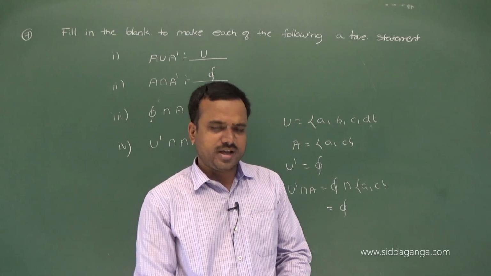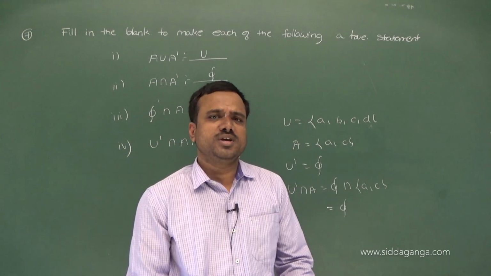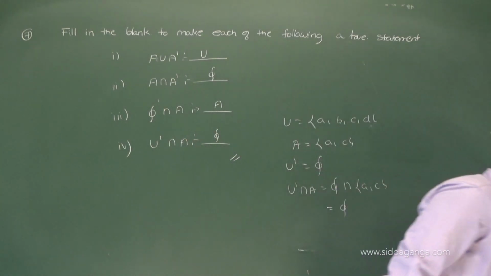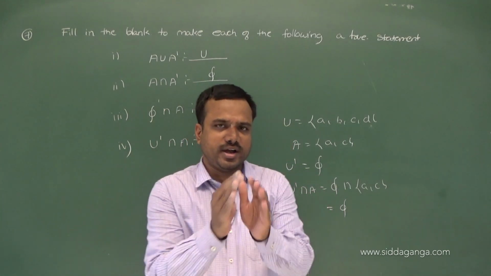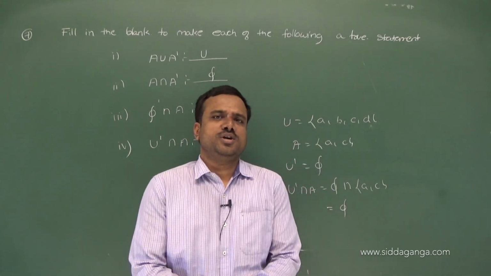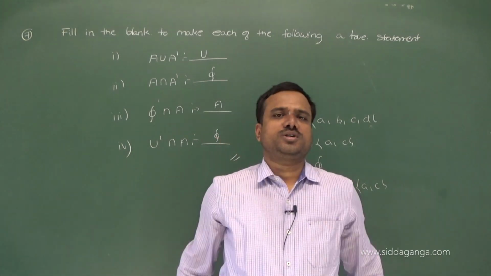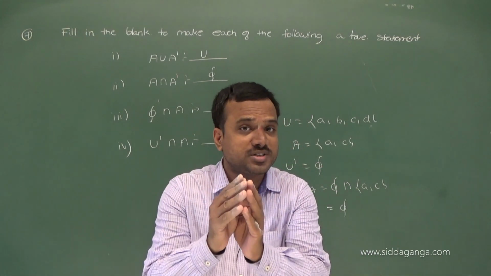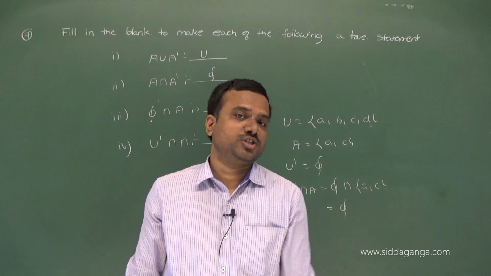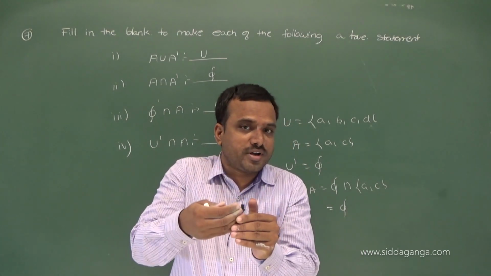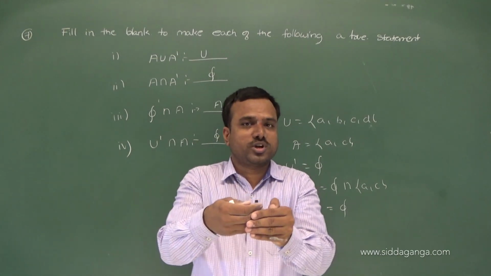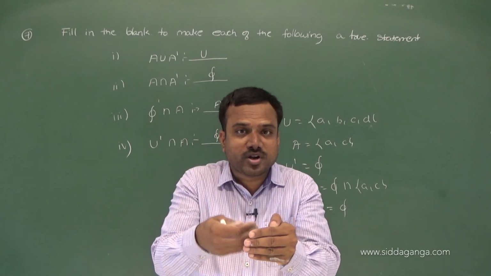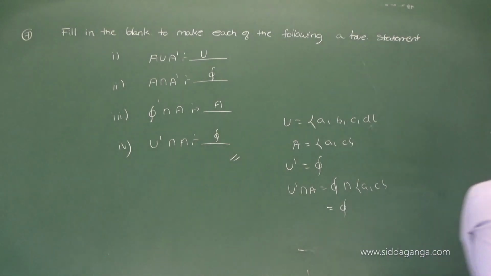This completes exercise 1.5. Means we finish up four concepts: union of two sets, intersection of two sets, difference of two sets, complement of a set. We discuss the properties one by one: union, intersection, and complement of sets. So see the properties.